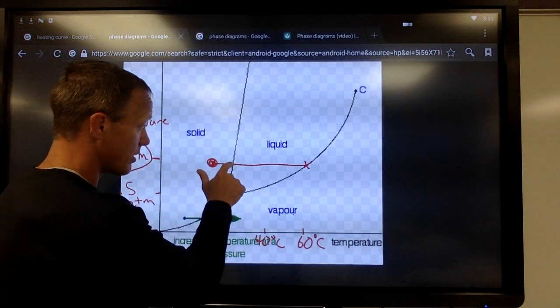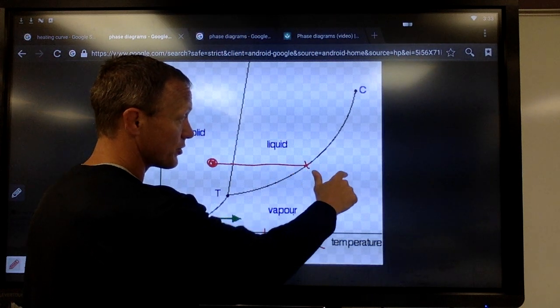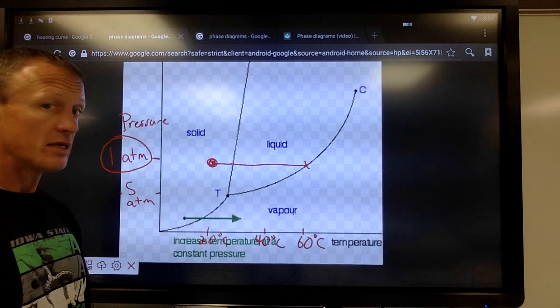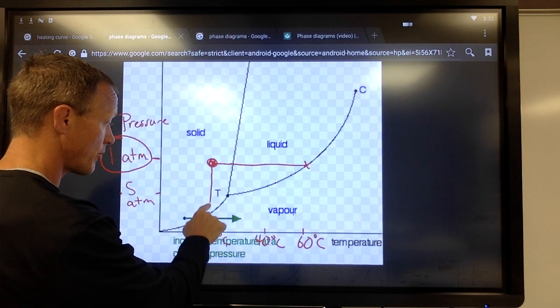We could heat it, which would make it melt right there. Keep heating until we get to right there, and it would start to boil and turn into gas. The other way we could turn it into a gas is not change the temperature at all and just lower the pressure.